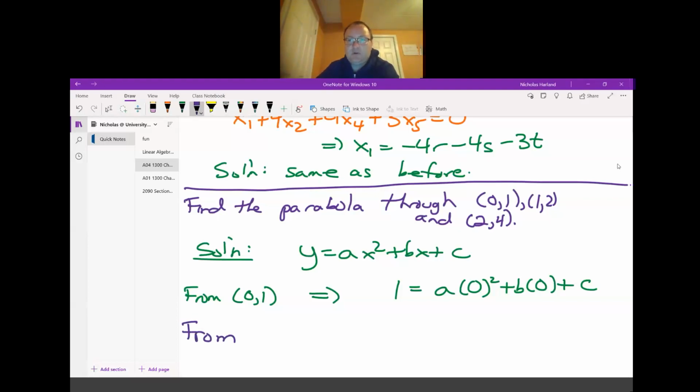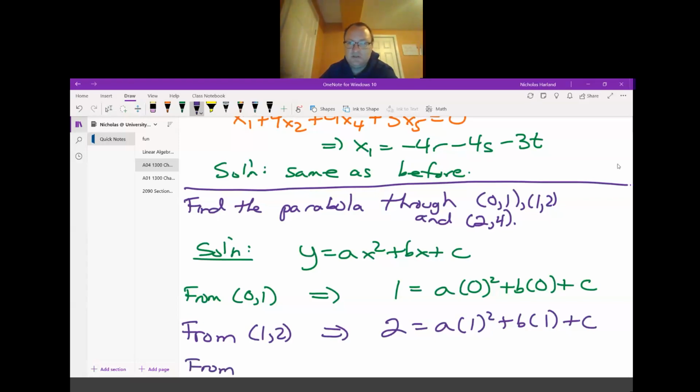It is not x squared plus 1. X squared plus 1 goes through the first 2 points, but it doesn't go through the third one. Same thing, it goes through the first 2 points, doesn't go through the last one.